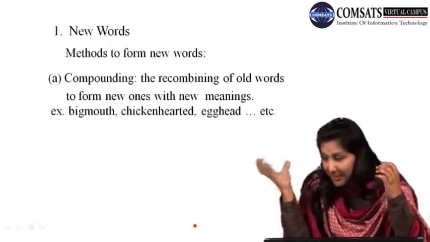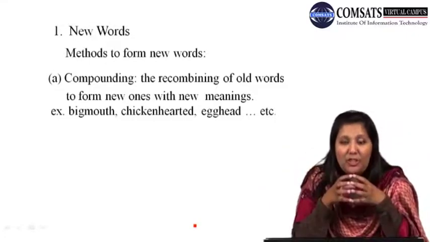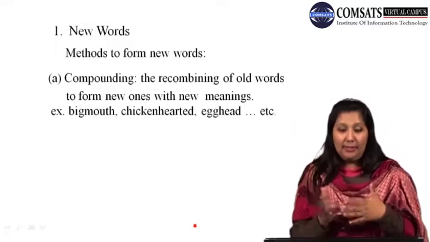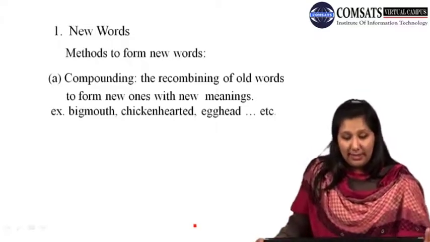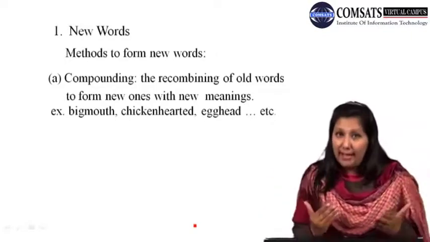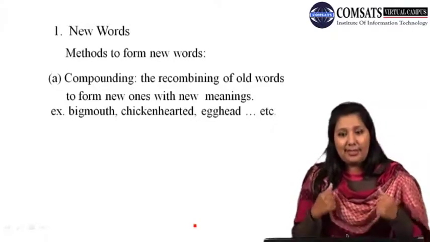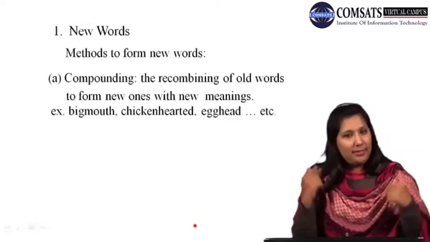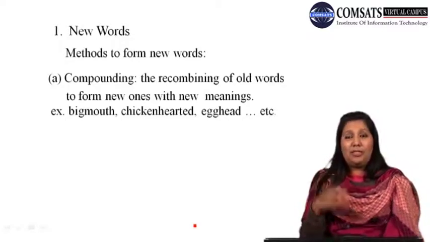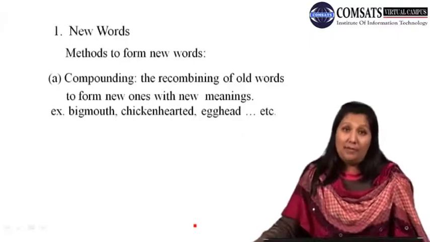For example, there is a word cheese. There is a word cake. The compounding of the word cheesecake makes a new word with a new meaning. Same is the case. Look at the examples that are given. Big mouth. Big is a word, mouth is a different word. Chicken hearted. Chicken is one word and hearted is a different word. Chicken hearted, it is a compounding process. Egghead. These are the old words actually that have been joined by the process of compounding, and they have made some new words with some new meanings.